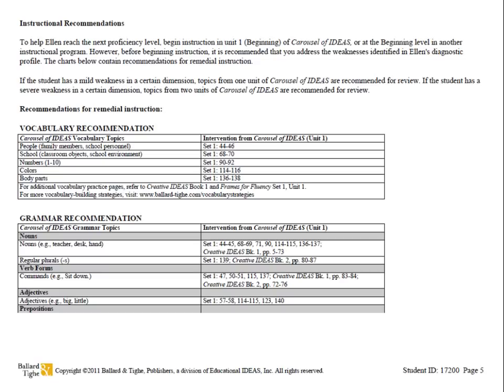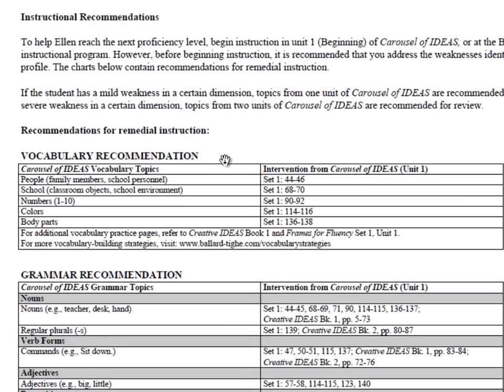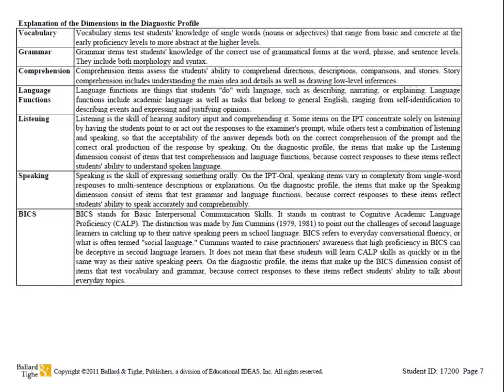The recommendations are made from Ballard and Tye's instructional programs for English language development, Carousel of Ideas for K through 5, and Champion of Ideas for grades 6 through 12. For example, under the vocabulary category, it is recommended that the student receive remedial instruction on these topics from Carousel of Ideas. The page numbers for instruction are given in the right column. On the last page, you will find an explanation for each of the language dimensions. You may want to print this diagnostic report and file it with the student's records. Let's close this window and return to the test administration screen.